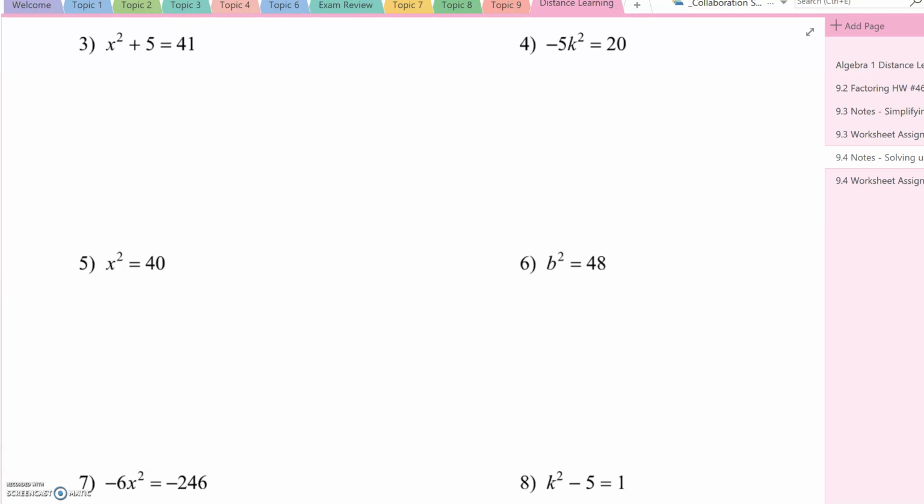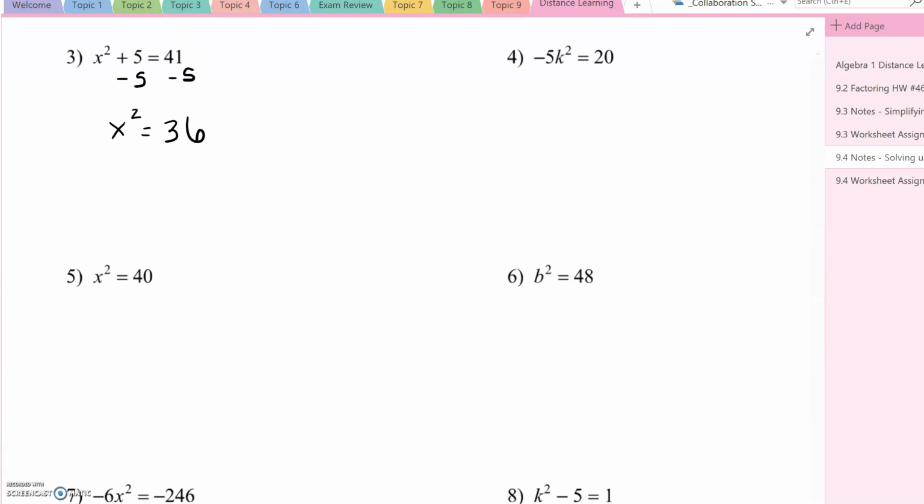We don't want it to be x squared. We want it to just be x. So if we take the square root of both sides, the square root and the squared part cancel each other out, and we just get x equals what multiplies by itself to get us 36.